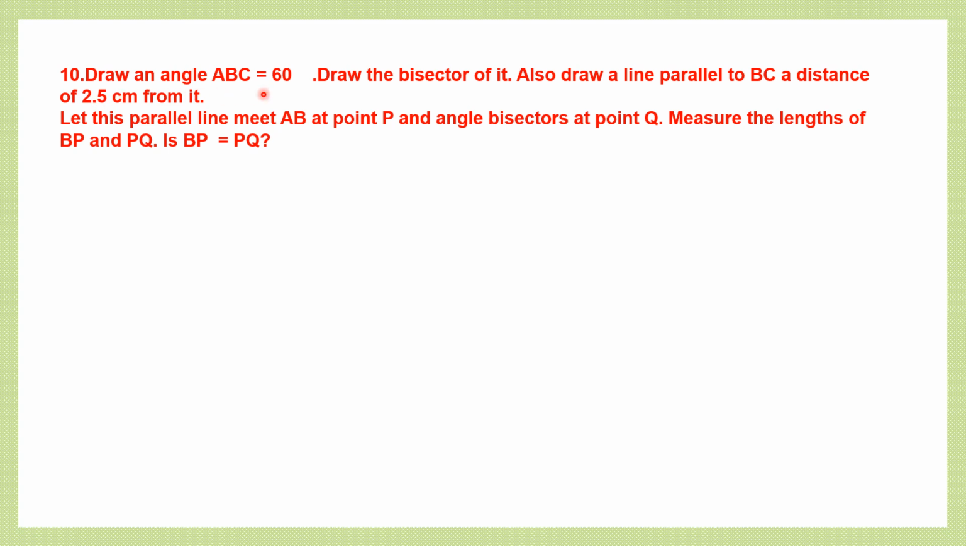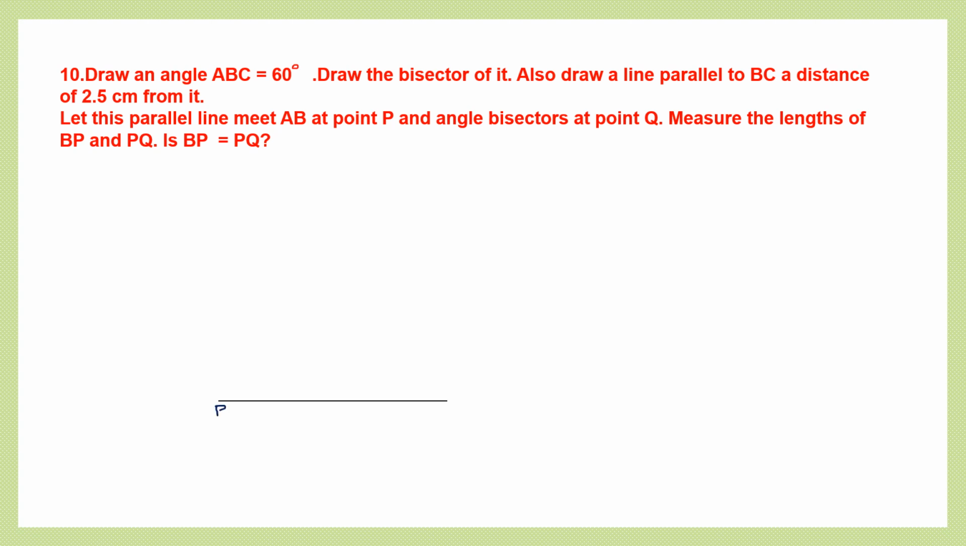Question 10. Draw an angle ABC equals 60 degrees. Draw a bisector of it. So first we construct an angle ABC of 60 degrees. Let's do that part first. So draw a line segment. You can name it BC because it says ABC is 60 degrees.